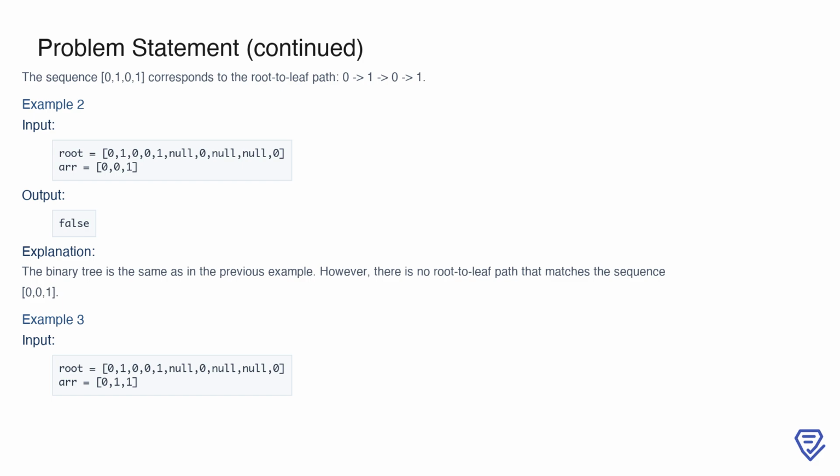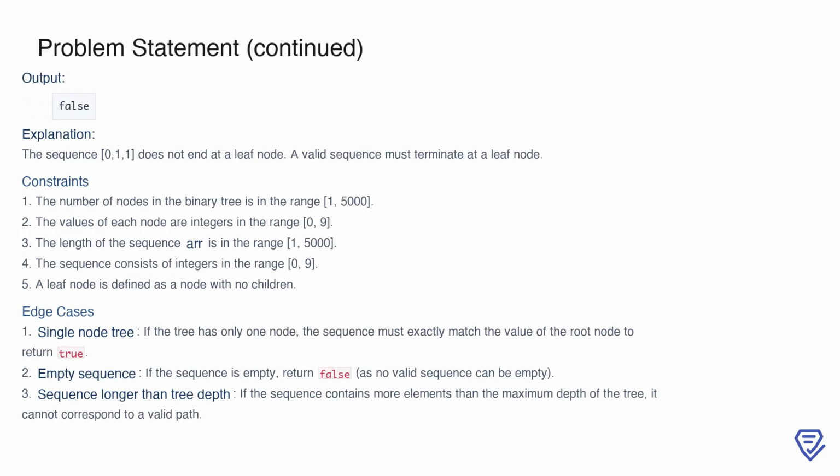This example highlights that a valid sequence must traverse down the tree without skipping any nodes and must reach a leaf node. In a third example, the sequence is 0, 1, 1. Starting at the root node with the value 0, we move to the left child with the value 1, and then to its right child, which also has the value 1.